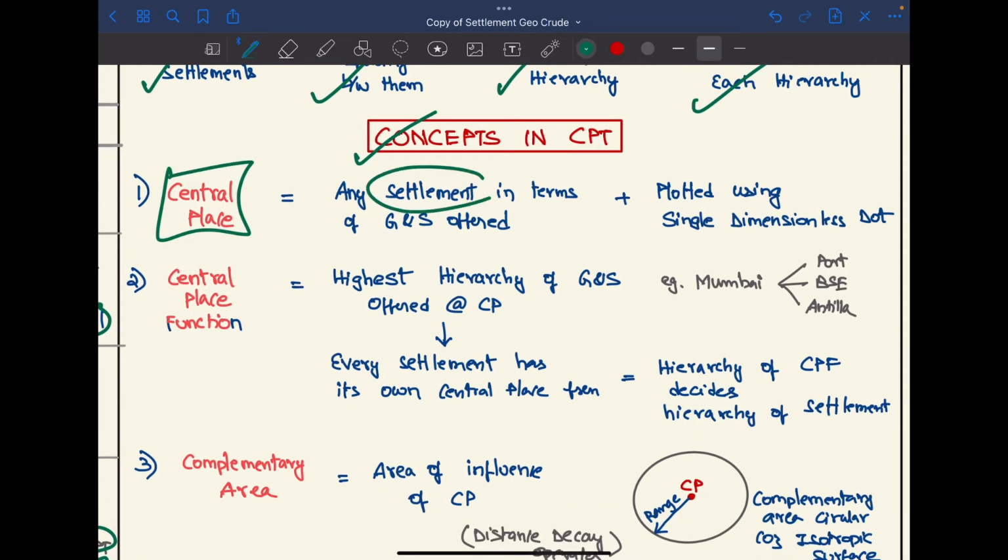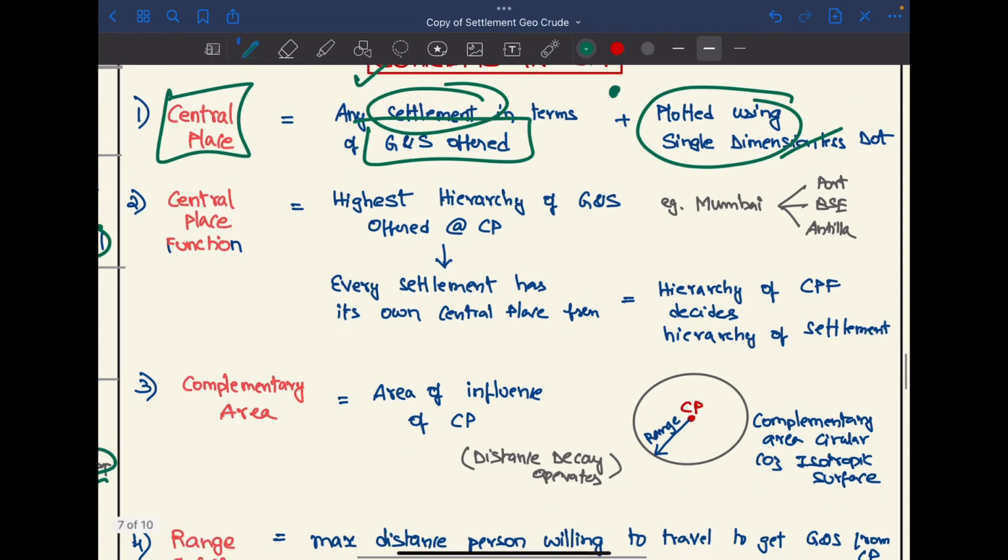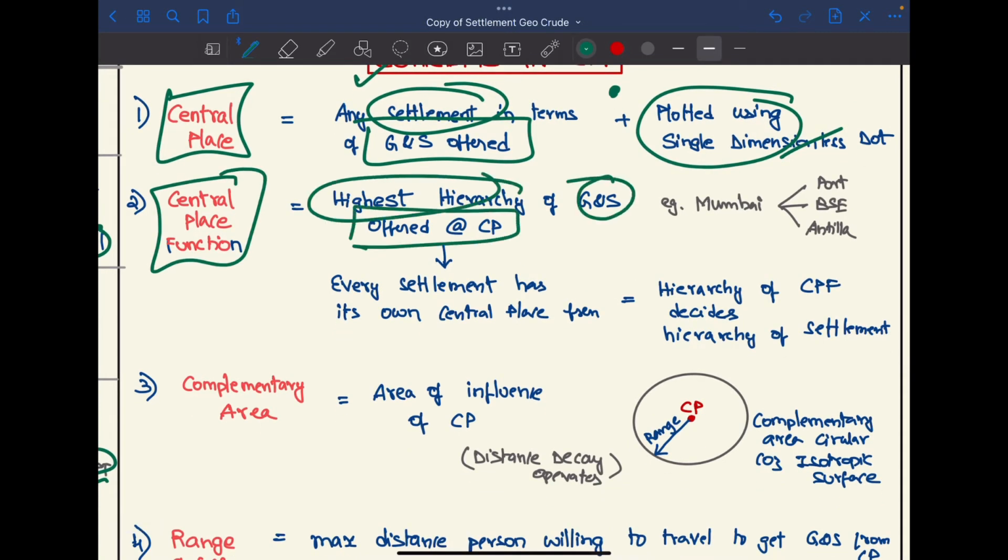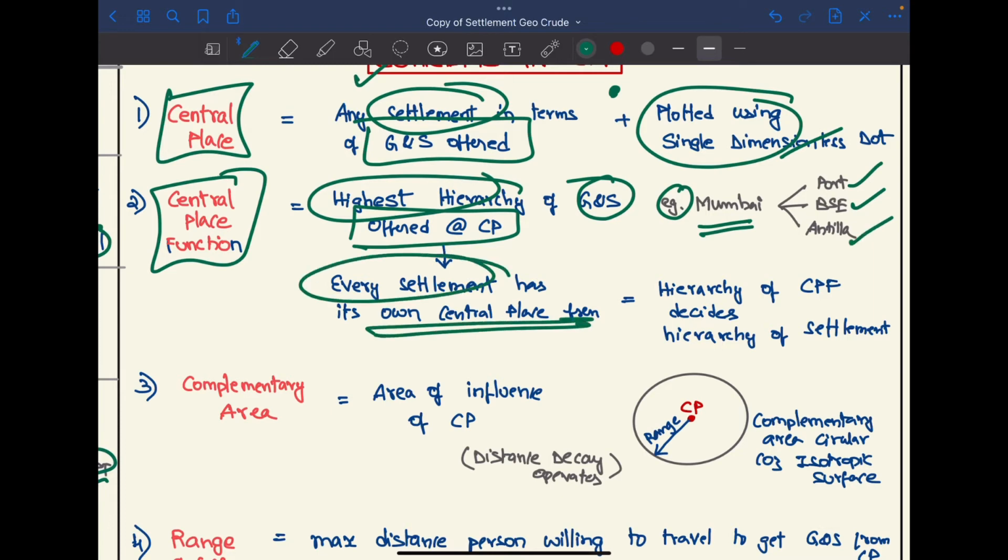It is any settlement in terms of goods and services offered. So it can be any settlement and it is plotted using a single dimensionless dot. Next, we have the central place function. This is the highest hierarchy of goods and services offered at the central place. For example, Mumbai can have a central place function like port, Bombay Stock Exchange, or Antilia. Therefore, each settlement has its own central place function, and this decides the hierarchy of central place function. The hierarchy of central place function decides the hierarchy of the settlement.